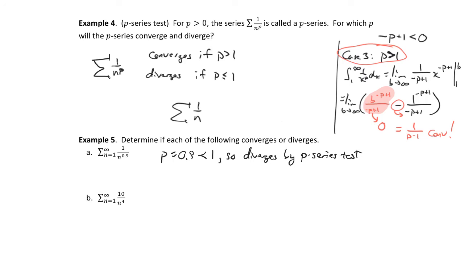Interesting. Okay, this next sum, the 10 doesn't need to stay on the inside. If it converges, I can pull it out. So 1 over n to the 4th. Well, in this case, we have p equals 4, which is greater than 1. So it converges, also by the p-series test. Okay, and in the first example, I really should have said that 0.9 is less than or equal to 1, so it diverges by the p-series test.